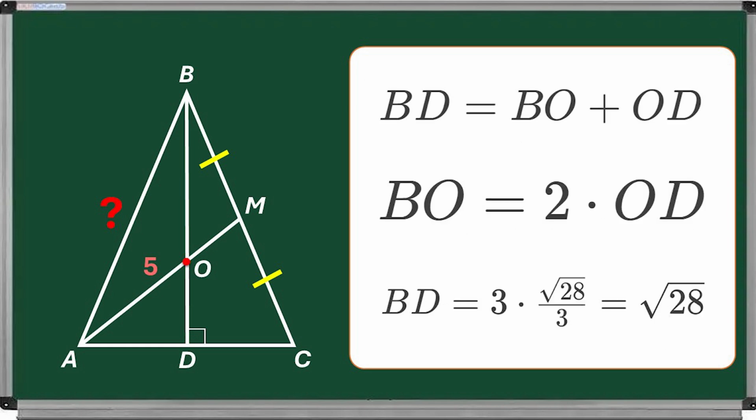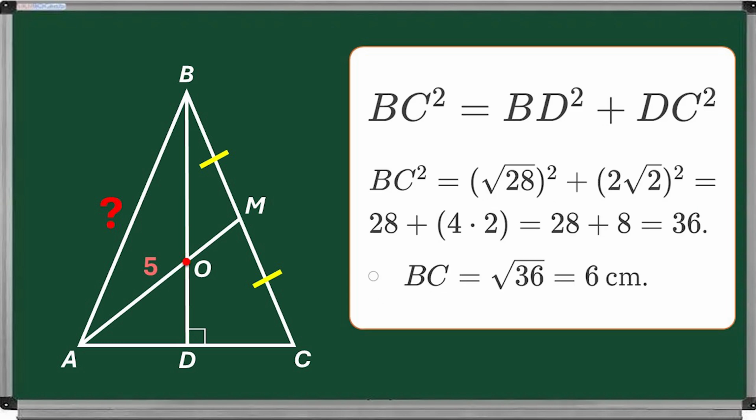In this step, we will determine the full length of the altitude BD. We need this altitude to find the triangle's lateral side. Since BD is also a median, the intersection point O divides it such that BO is twice OD. This means BD is 3 times the length of OD. We just found OD to be the square root of 28 over 3. Multiplying this by 3 gives us the square root of 28 for the length of BD.